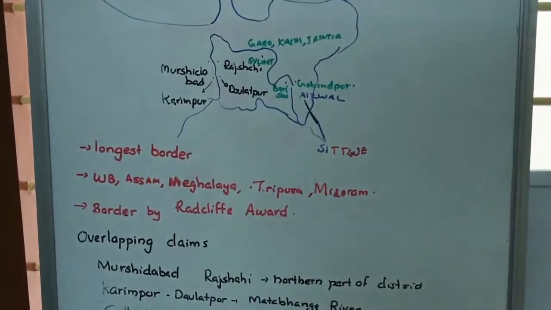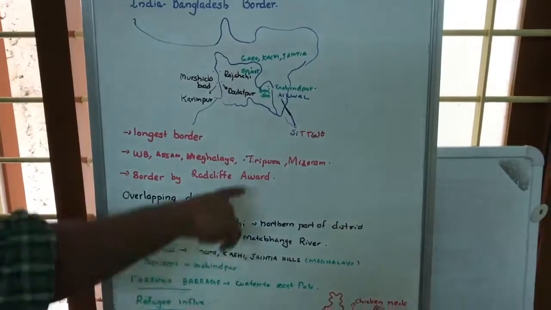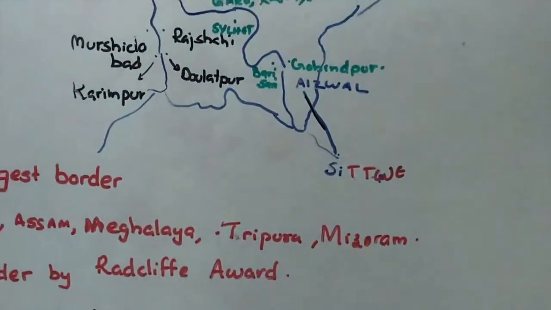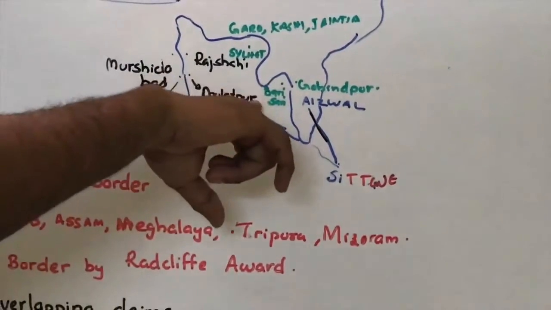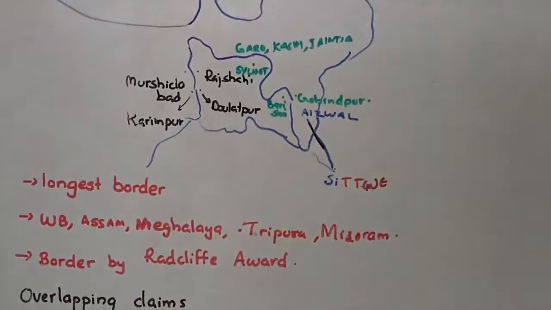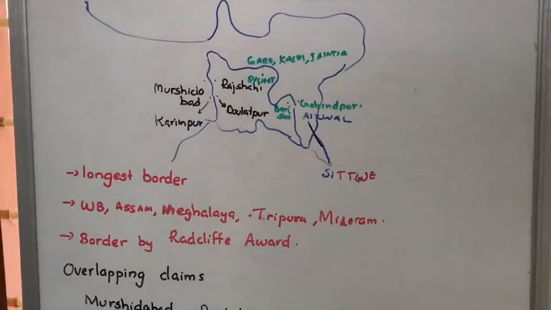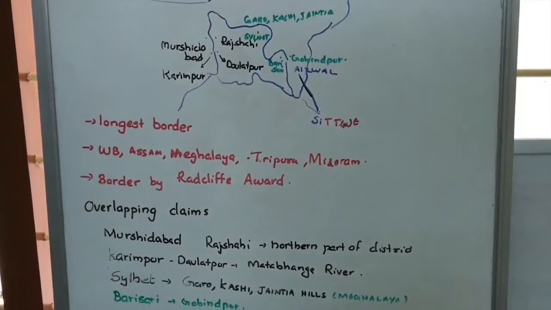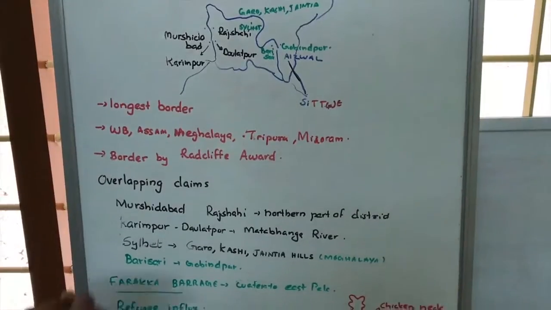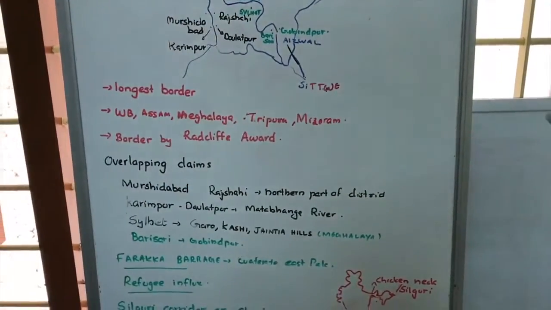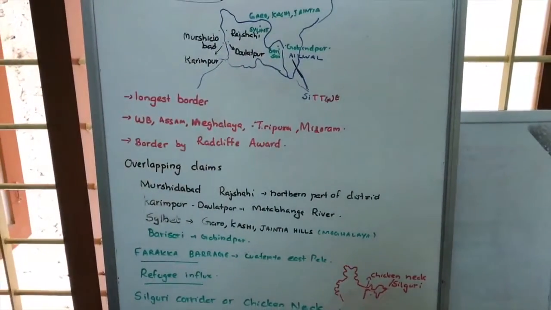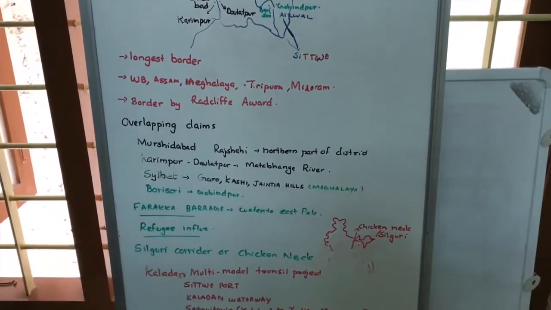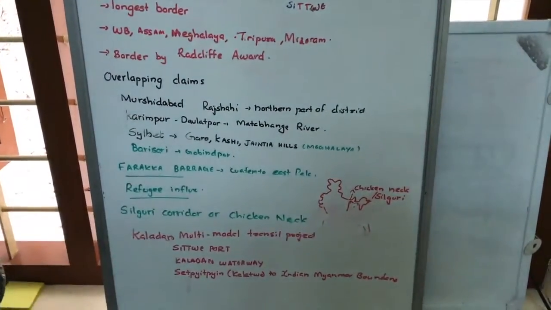Now, going to Assam, that is Barisal in Bangladesh and Gobindpur in Assam. These 2 districts too had some problems. Anyway, that was settled amicably. By the settlement, India lost about 267.5 acres of land. So these are some claims which were settled amicably.